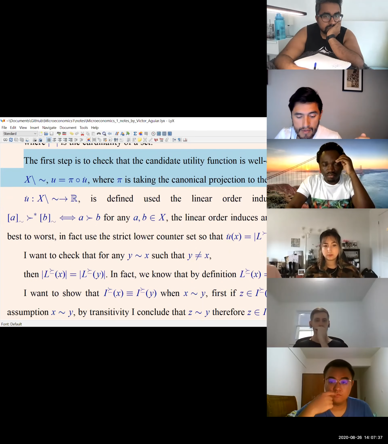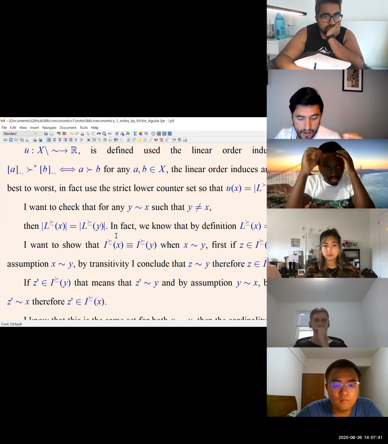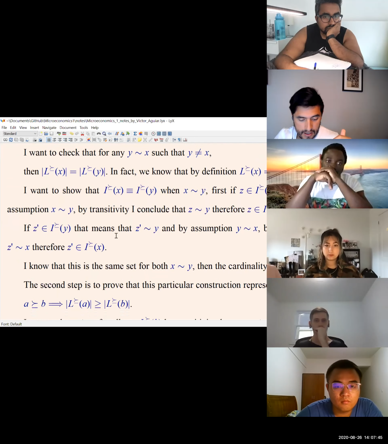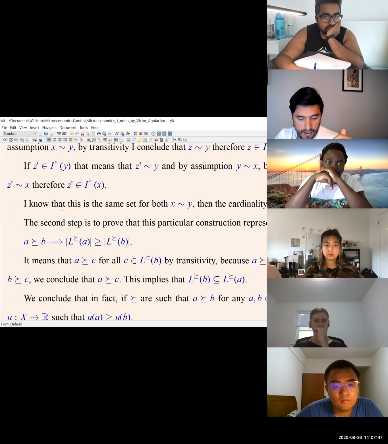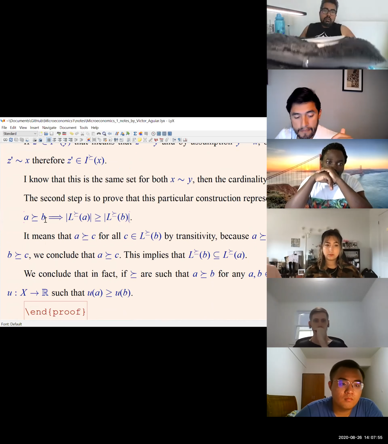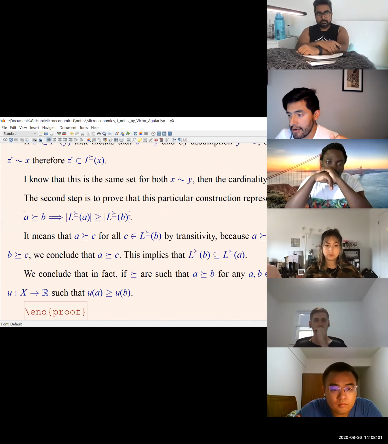What I want to check basically is the following. I want to check that this is the part with pretty much indifference. And the second step is to prove that the particular construction represents the preference relation, okay? So if I have that A is preferred to B, it has to be that the cardinality of the lower contour set of A is greater than or equal to the cardinality of the lower contour set of B, okay?